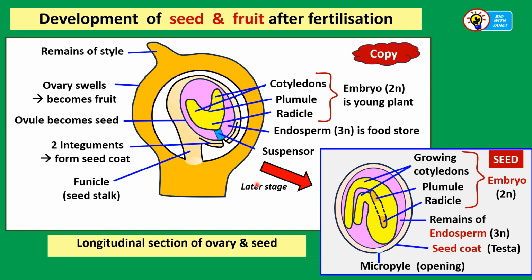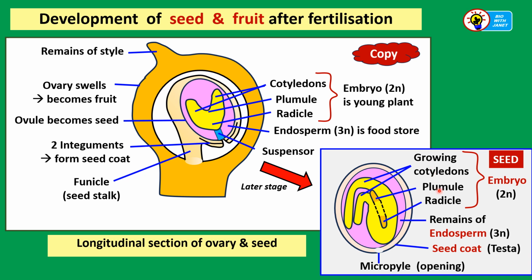Now later on, as the cotyledons keep increasing in size, they may bend into an N-shaped structure like that. In some books, you see the diagram of the embryo is V-shaped. In some books, it's N-shaped like that. When the cotyledons grow more and more, they may bend downwards, so they'll form the N-shaped structure here. So these are the growing cotyledons that store more and more food.